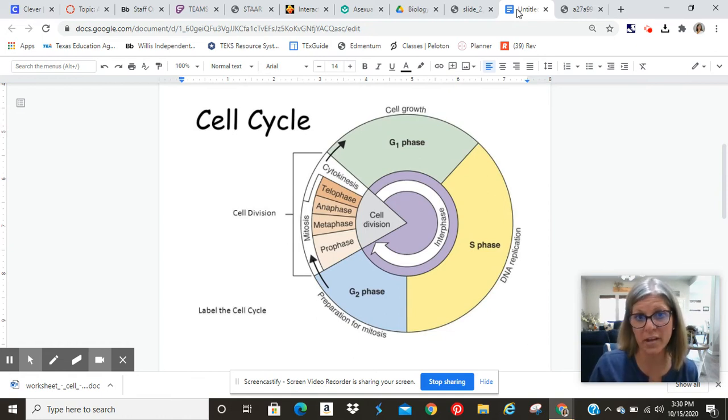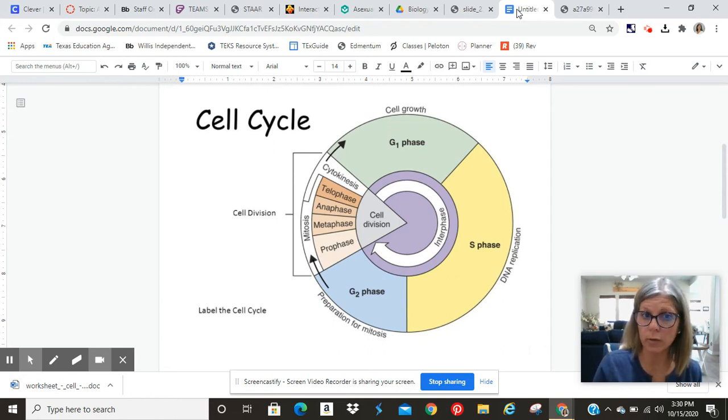In the two G phases, the cell is going to grow and prepare itself for division. In the S phase, that's when the new DNA is synthesized. We already talked about DNA and replication, and so you know how to code your DNA for copies. And that's going to happen during the S phase.